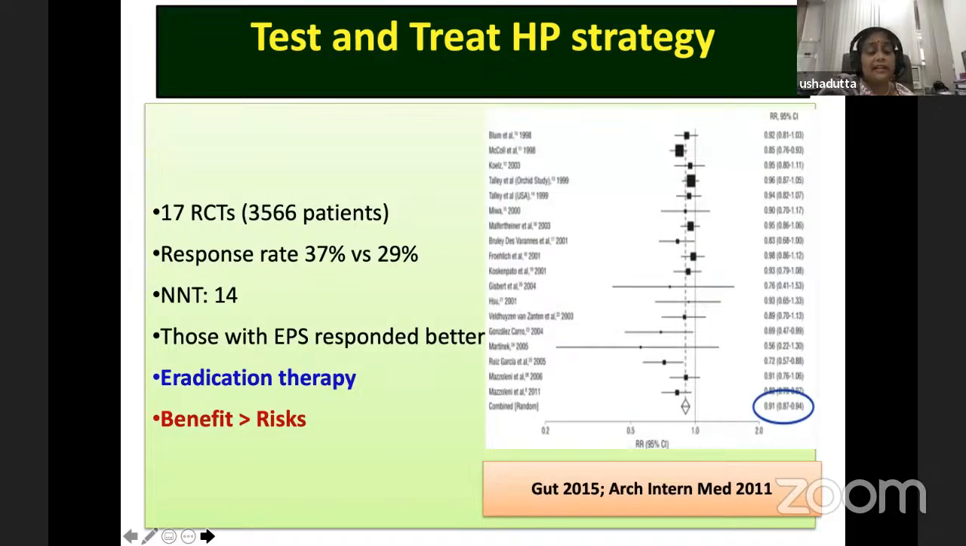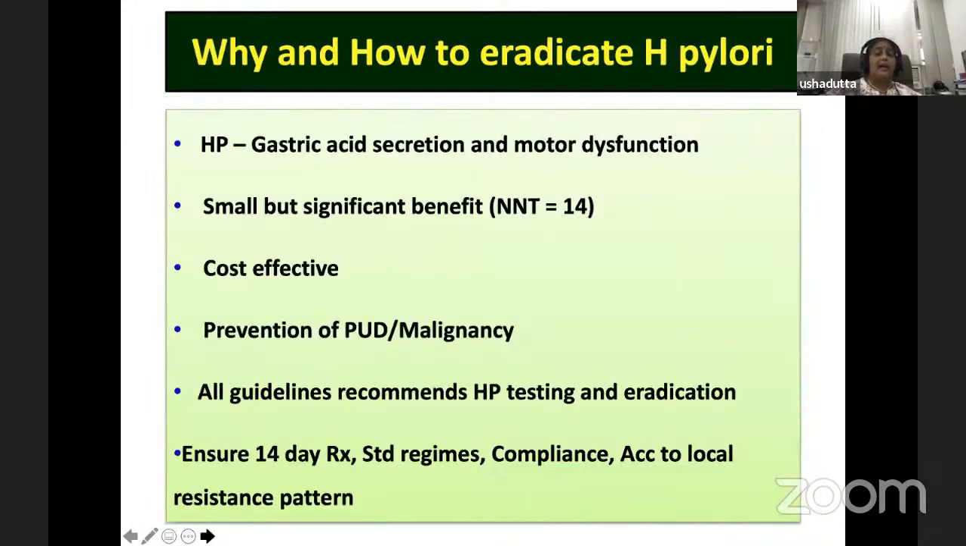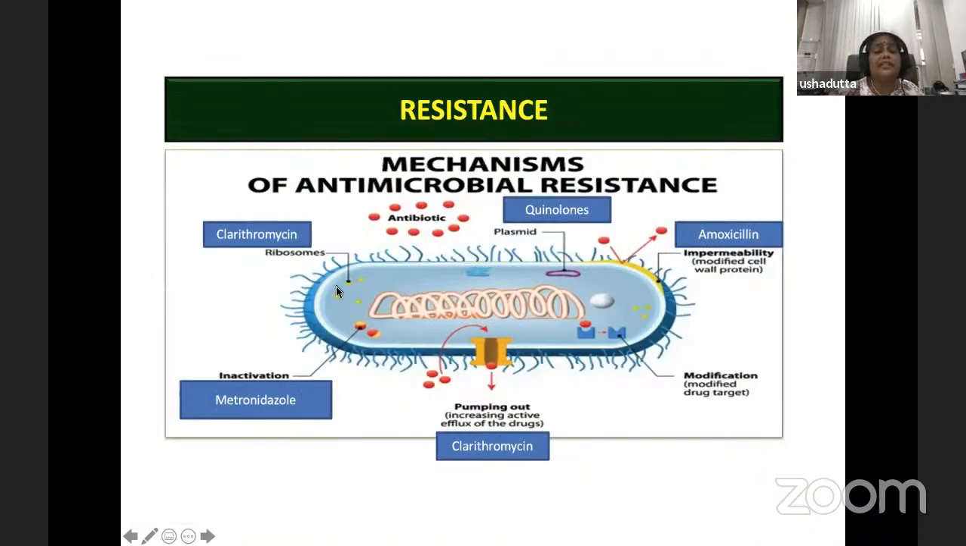So the overall benefits, as I said, for eradicating H. pylori in the management of dyspepsia, the benefit outweighs the risk. And how to eradicate, we already discussed that though we eradicate, the number needed to treat is only 14. This is only one study which has been quoted again and again. And there could be resistance developing. So first hit hard and hit well, so that all the H. pylori which is sitting there goes away.